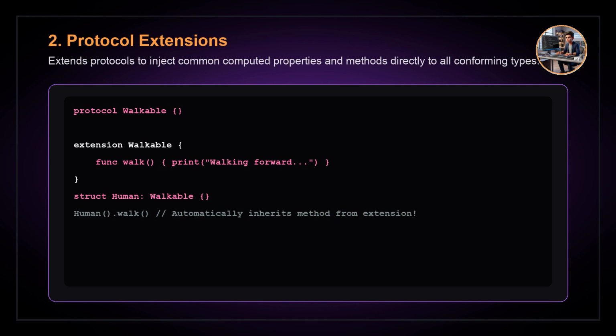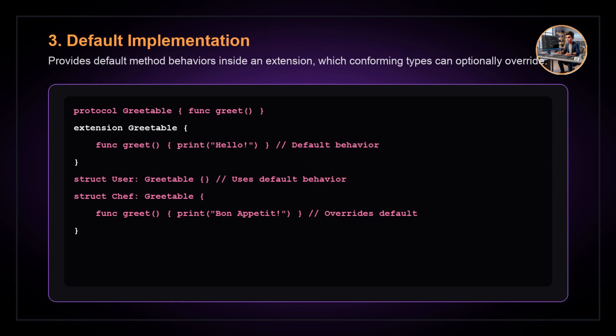Second, protocol extensions. A common limitation of traditional interfaces is that they cannot hold implementation code. Swift resolves this by allowing you to write extensions for your protocols. Through extensions, you can inject actual computed properties and method implementations directly into any class, struct, or enum that conforms to the protocol, without editing the individual types.